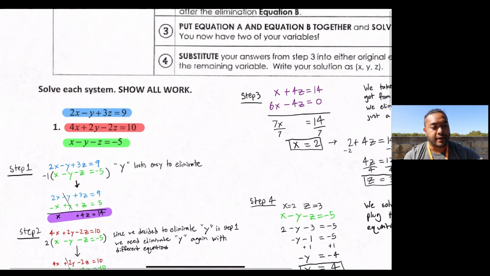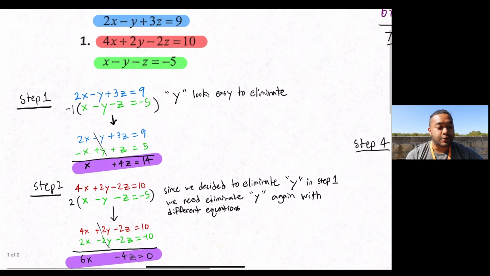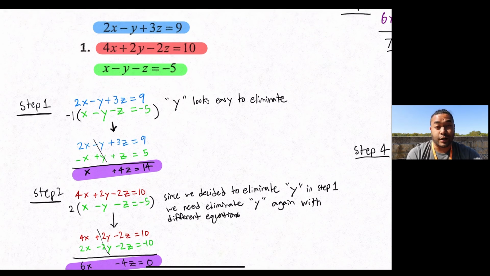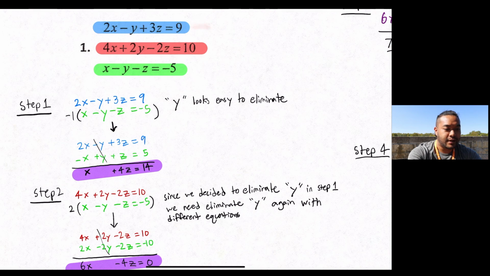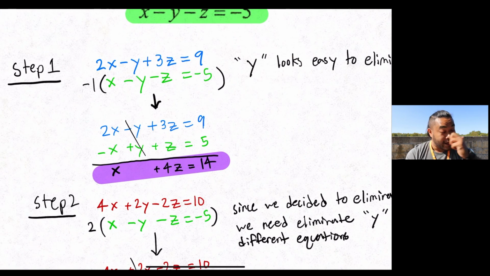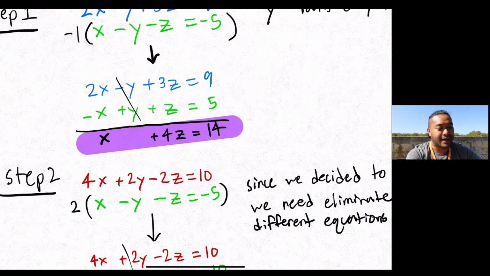The first step says, choose two equations. So that's what I did. I looked at these three equations in my system of equations and found two of them where I think I could eliminate one variable. In this case, looking at the blue and the green, the first equation and the third equation, it looks like y is going to be pretty easy to eliminate. If I take 2x minus y plus 3z equals 9, and multiply the third equation, the green one, by -1, then when I put them together, the y's will cancel. And we're left with x plus 4z equals 14.